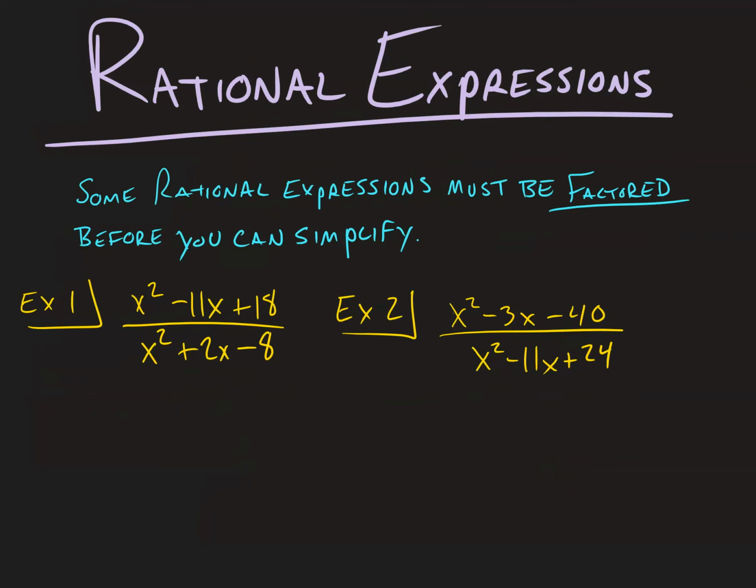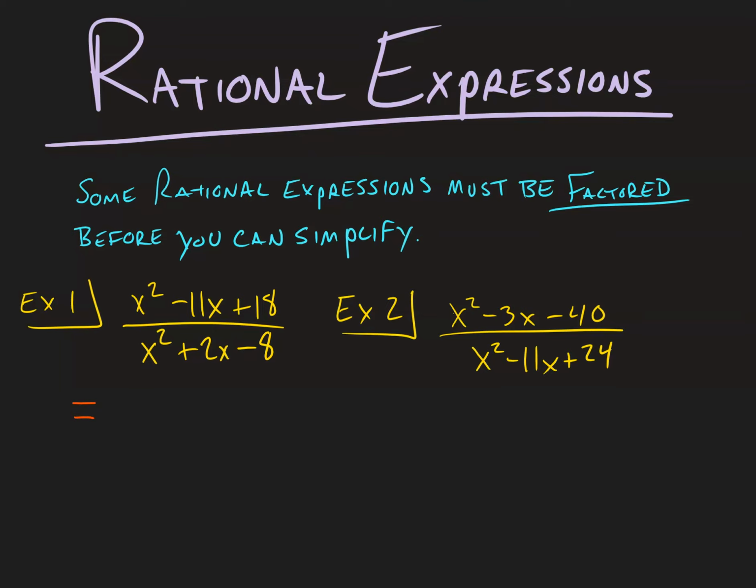Finally, to end today's lesson, we'll talk about how some rational expressions have to be factored before you can even simplify them. Let's take a couple of examples here. In our first example, we have x squared minus 11x plus 18 over x squared plus 2x minus 8. Like I said before, we can't cancel common terms, so x squared and x squared can't cancel. And it looks like these are two very distinct expressions, so you might think I can't simplify them. However, both the numerator and denominator are completely factorable.